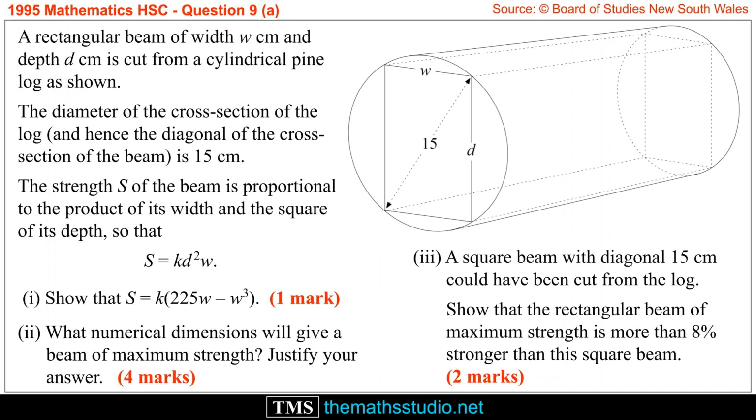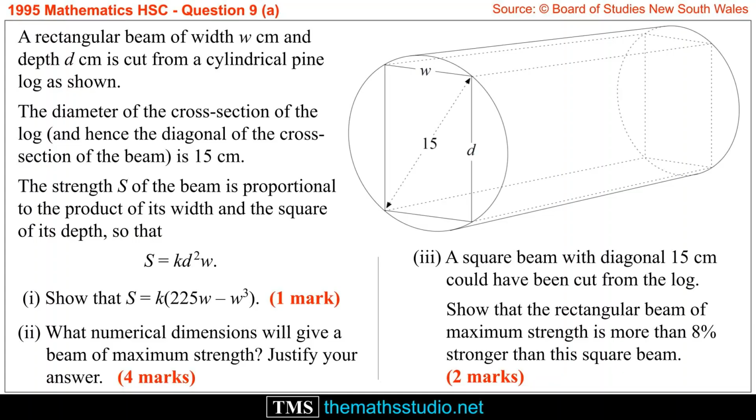Question 9, Part A. A rectangular beam of width W centimeters and depth D centimeters is cut from a cylindrical pine log as shown. The diameter of the cross-section of the log, and hence the diagonal of the cross-section of the beam, is 15 centimeters.